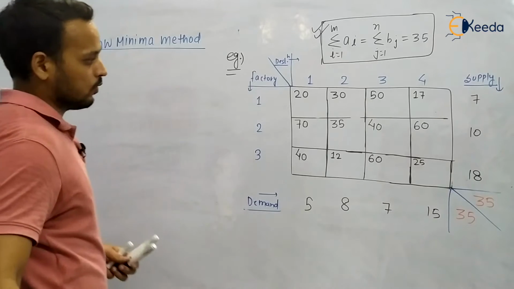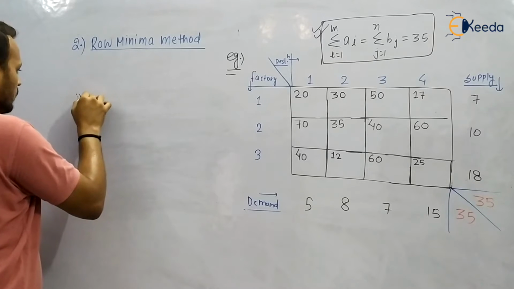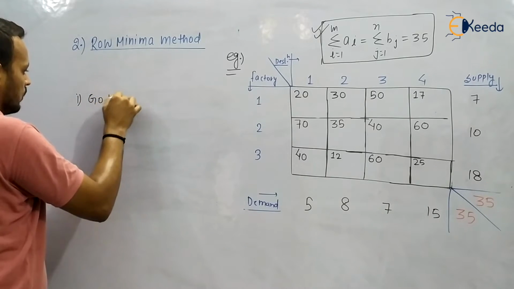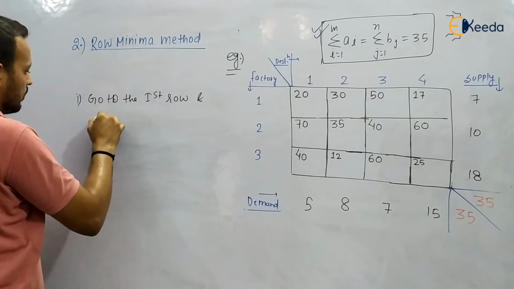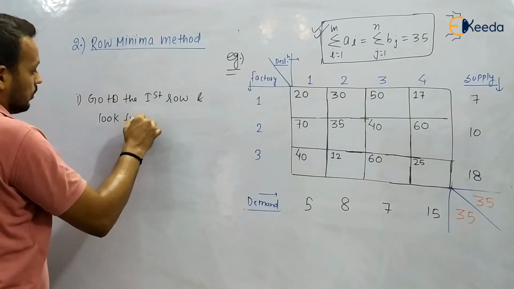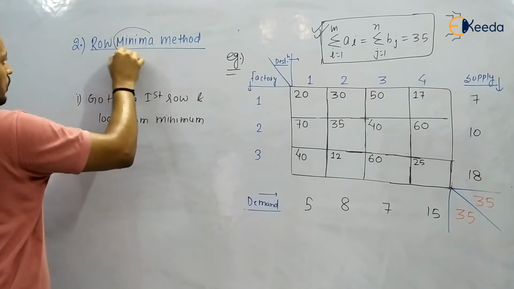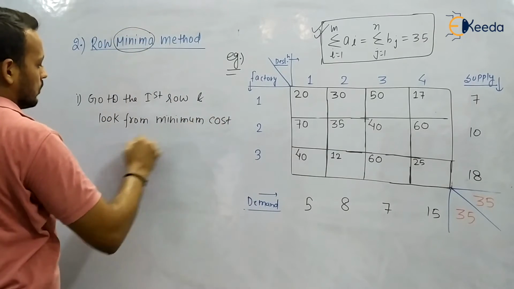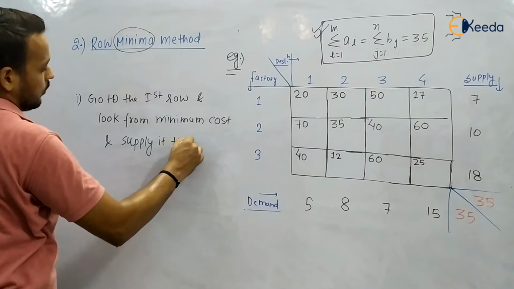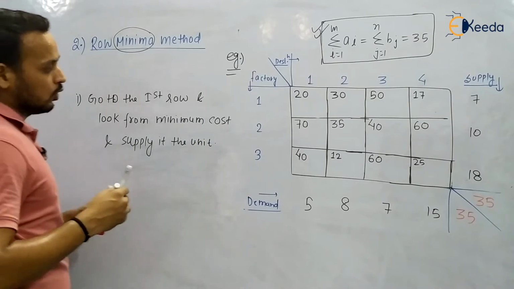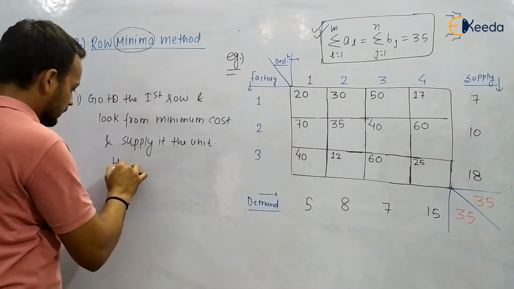What do we have to do? First go to the first row and look for the minimum cost, because the method is row minima. Look for the minimum cost and supply the units. So we go to the first row and look for the minimum cost. Here it is 17.